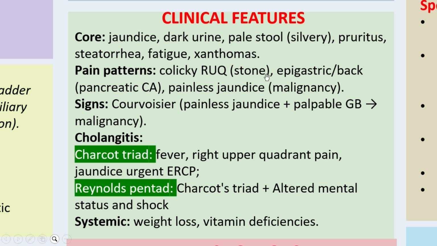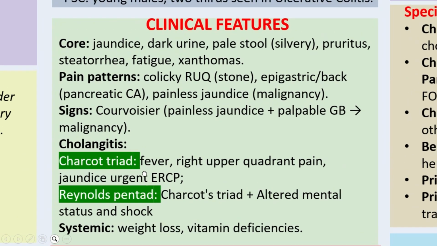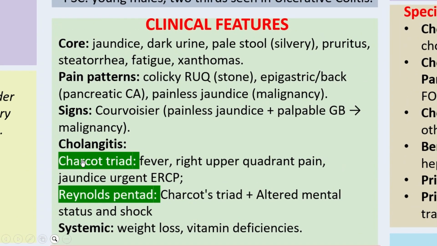And the pain patterns, we can have a colicky right upper quadrant pain that is due to stones. We can have an epigastric or back pain that is due to pancreatic cancer. Then we can have a painless jaundice most of the times when we have a malignancy. And the signs, sometimes we can see the Courvoisier sign where we have a painless jaundice and a palpable gallbladder. Then we can have cholangitis also due to that obstructive jaundice, where we can have the Charcot triad and the Reynolds pentad, and these are very high yield.